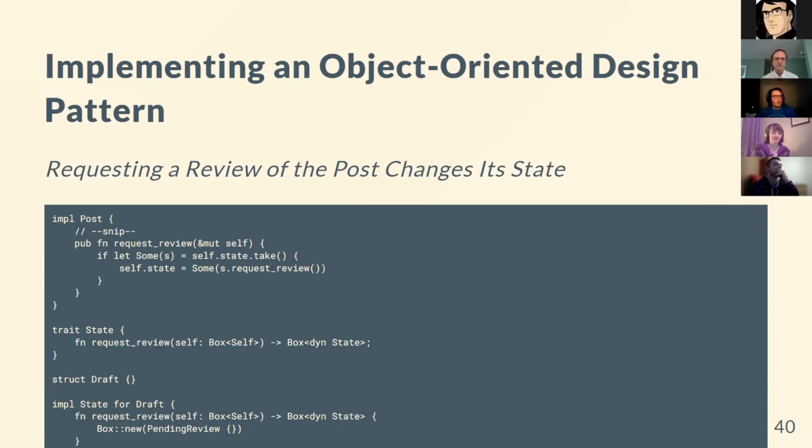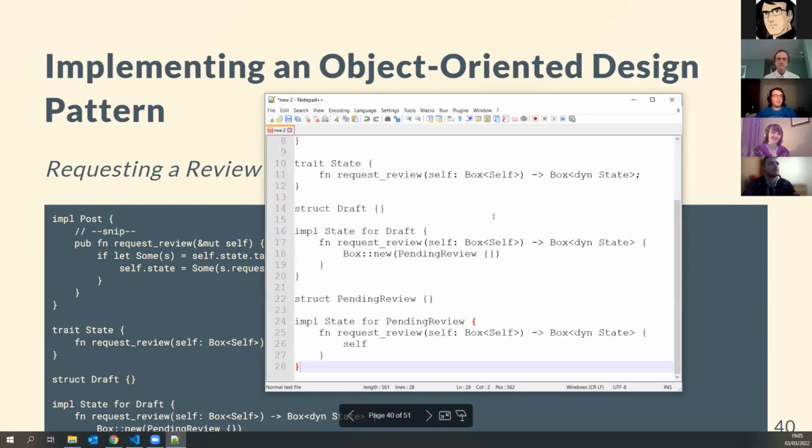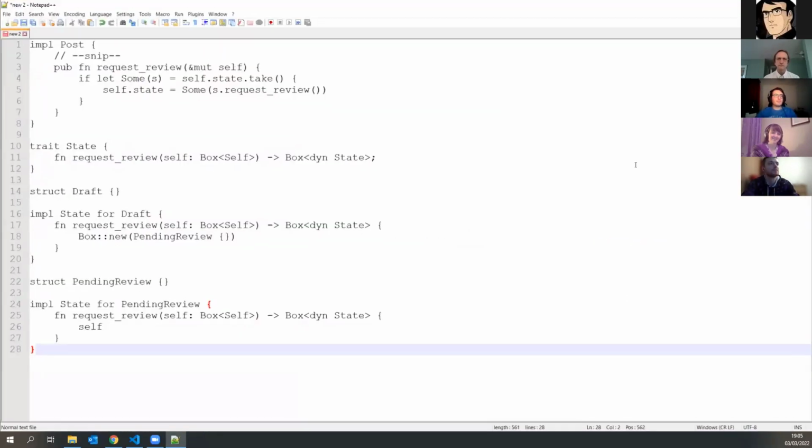So next, we want to add functionality to request a review of a post, which should change its state from draft to pending review. So we've done a few things in this example, which I'm just going to double check hasn't also been cut off. This is what happens when you rush. Right, apologies, everyone.